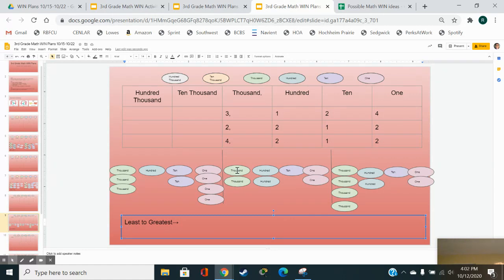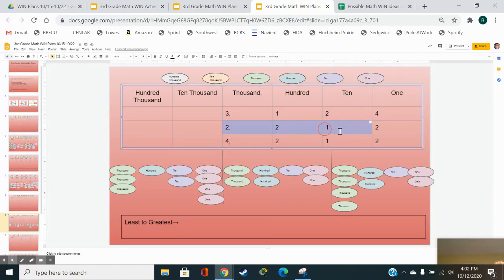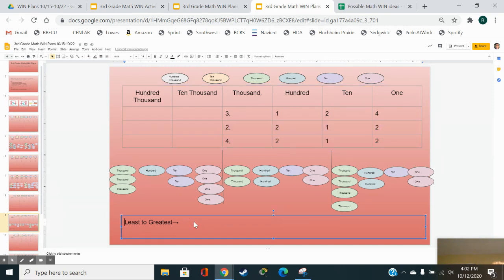That's right. 2 is the smallest. So that means that this number is going to be the smallest number. So I'm going to write it down first. So I'm going to say 2,212 is less than, and I'm going to figure out what my next one is.